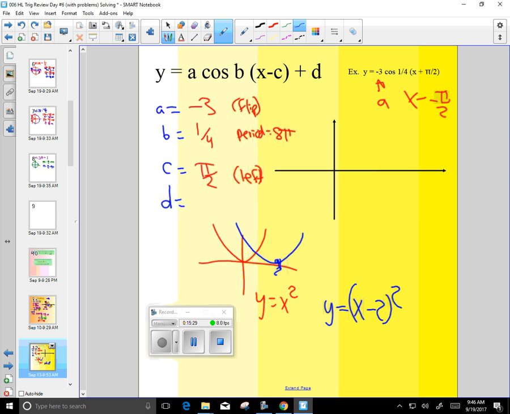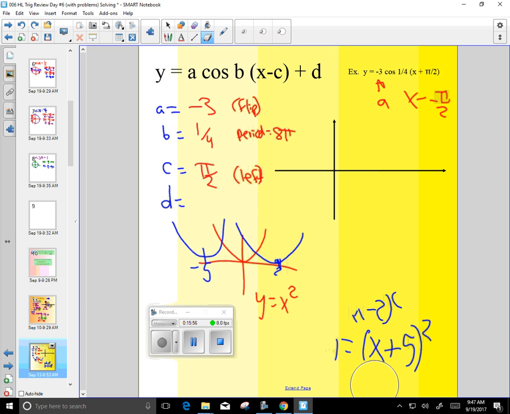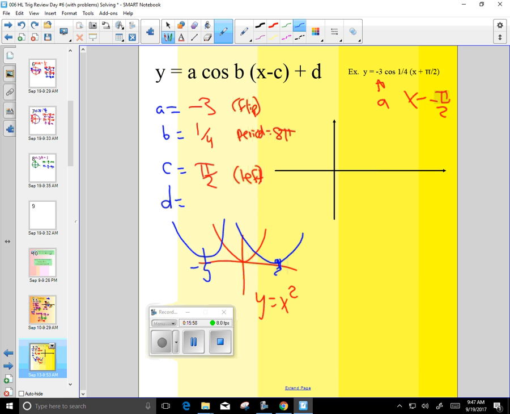So if you want to shift it over here at -5, okay, what's going to make this y value 0? -5. So what does this have to be? Plus. Make sense? Same thing here. The x value that makes this 0 is -pi/2. So that's why the negative. Well, it's a little different with cosine because it's shifted, but that's the general idea.